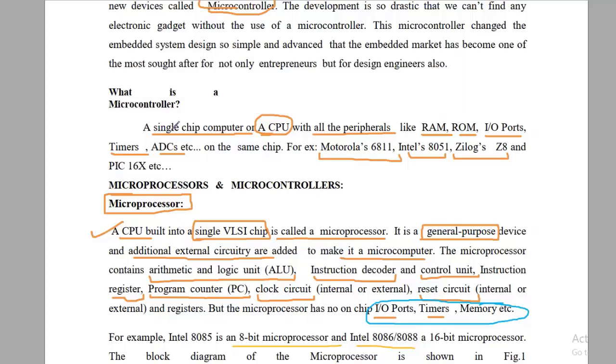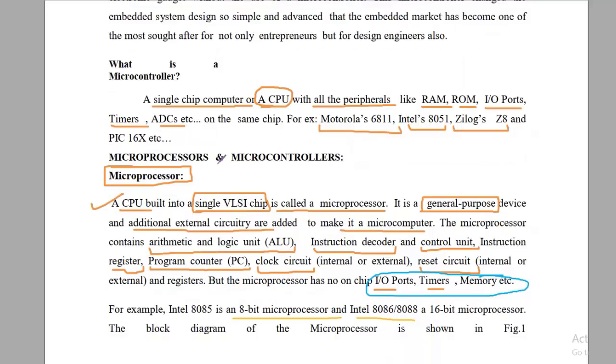A microcontroller is basically, you can say, a chip or a CPU which has peripherals like RAM, ROM, input output ports, timers, ADCs, etc. Some examples of microcontrollers are Motorola 6811, Intel 8051, Zilog Z8, and PIC 16X.